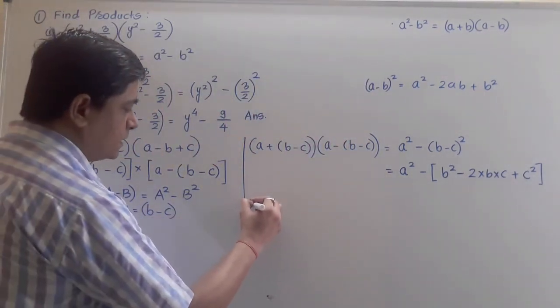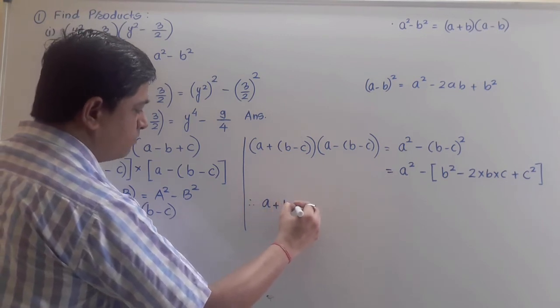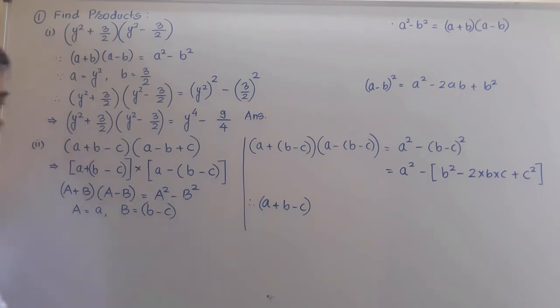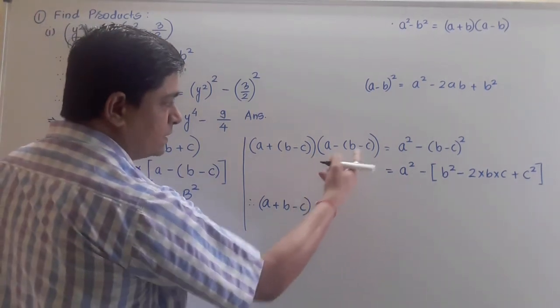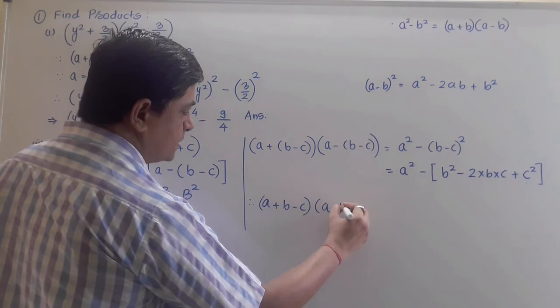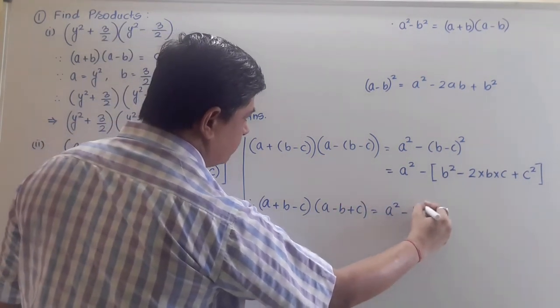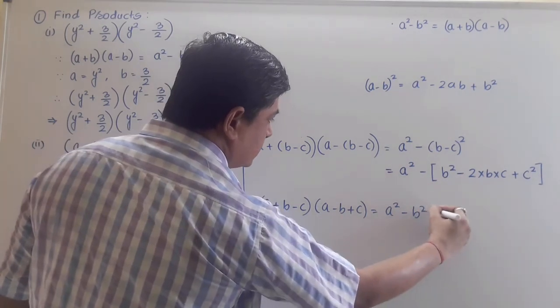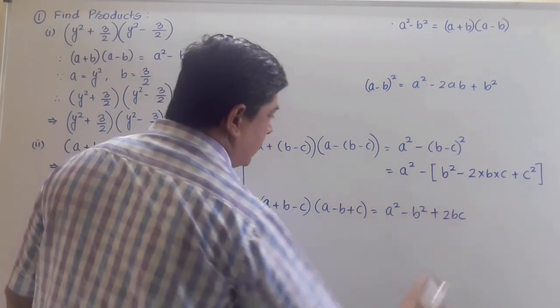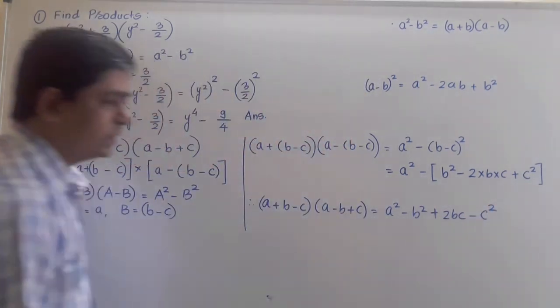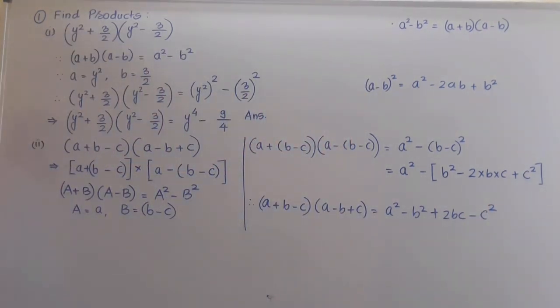So I can say that a + b − c, now there is no need to apply the bracket, so the bracket I am releasing here on the left hand side. Here also the minus sign I am multiplying. So (a + b − c)(a − b + c) is equal to a² − b² − (−) plus, that will be 2bc, and then minus into plus minus, that will be c². This is your answer.